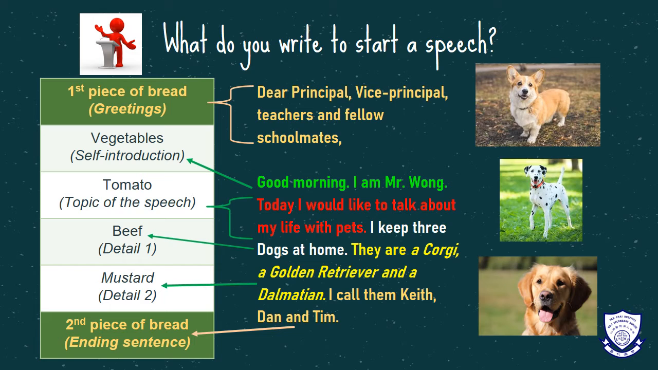And next one, they are a corgi, a golden retriever, and a dalmatian. So this sentence, yellow in color, you may say it looks like mustard. And last one, I call them Pip, Ben, and Tim. So the last sentence, it is the ending sentence. Therefore, it represents the second piece of bread of a hamburger. So that's how you can apply the concept of hamburger paragraph writing when you write a paragraph.